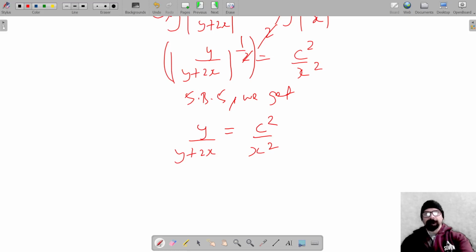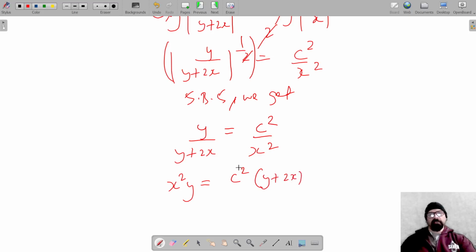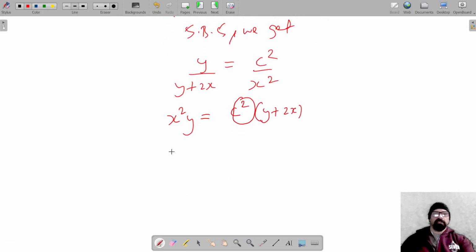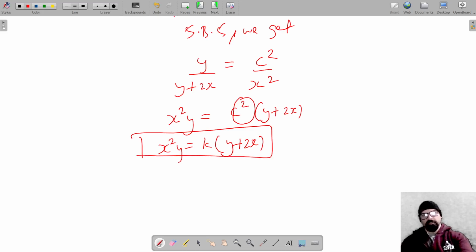And let's now cross multiply this, and I can write it as x square y is equal to c square into y plus 2x. Let me assume that this c square be k, constant k, so x square y is equal to k into y plus 2x. So this is the general solution. So x square y is equal to k into y plus 2x.